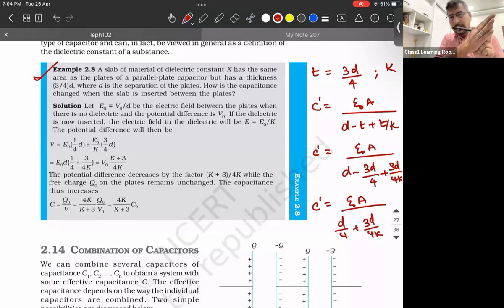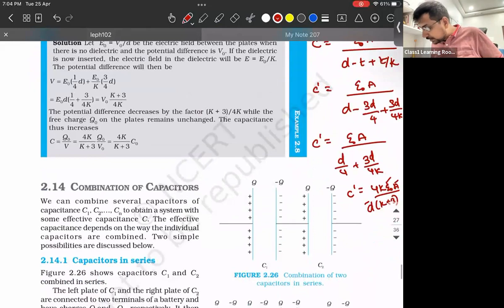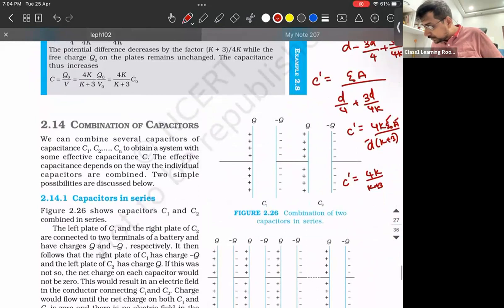So take out the D by 4, and when you solve it, the 4K will go to the numerator. So it is 4K times epsilon naught A divided by D into K plus 3. But what is epsilon naught A divided by D called? That would have been the initial capacitance. Epsilon naught A by D is the initial capacitance when the capacitor is completely filled with air. So C dash will be equal to 4K divided by K plus 3 times C naught. Are you able to understand?